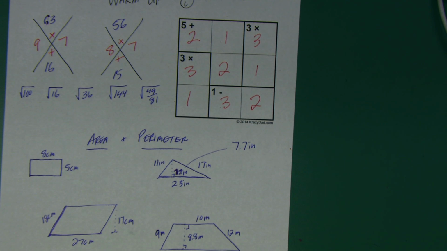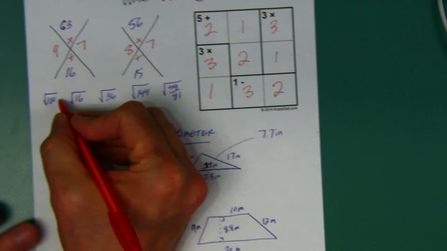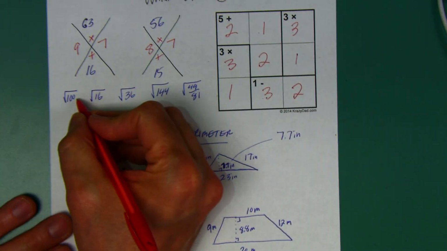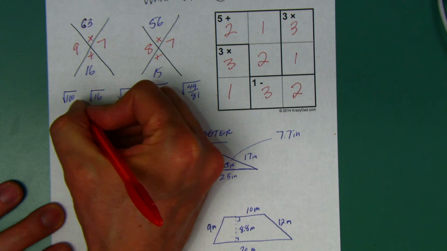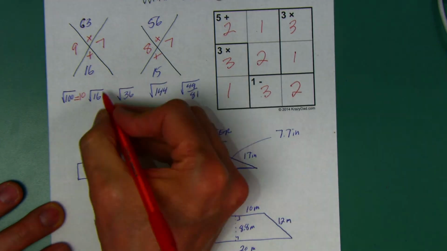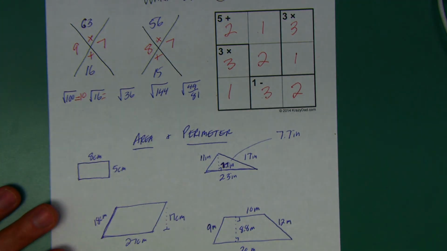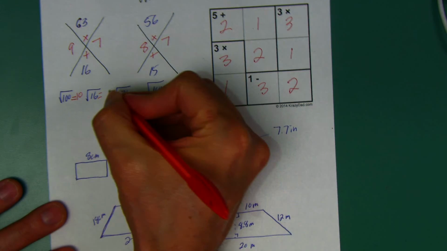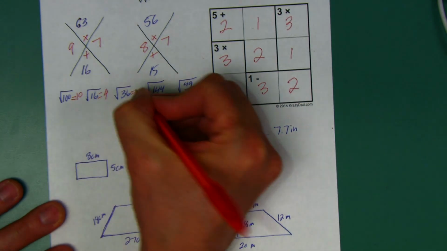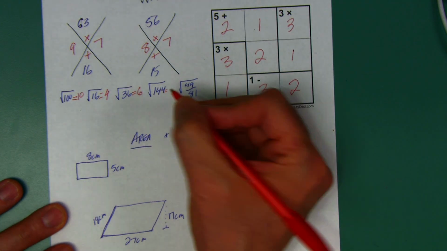All right. What number times itself is 100? Now, what do you think the most popular wrong answer is on this? Yeah, some people think it's 50. Now, what number times itself? 10. Okay. What's most popular wrong answer for the square root of 16? 8. What's the correct answer? 4. What's the square root of 36? 6. And what is the square root of this?